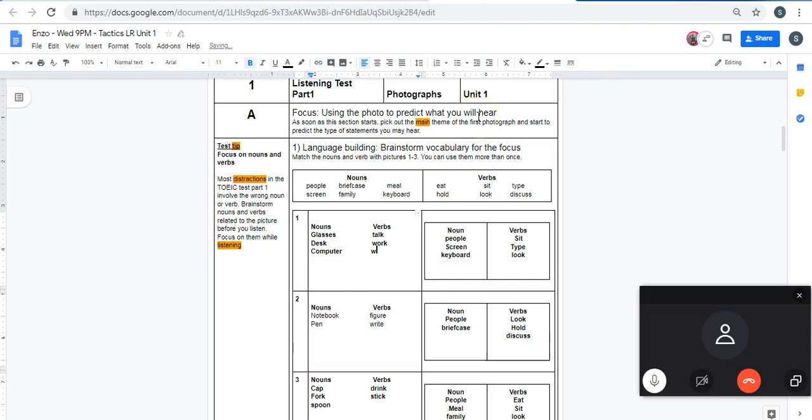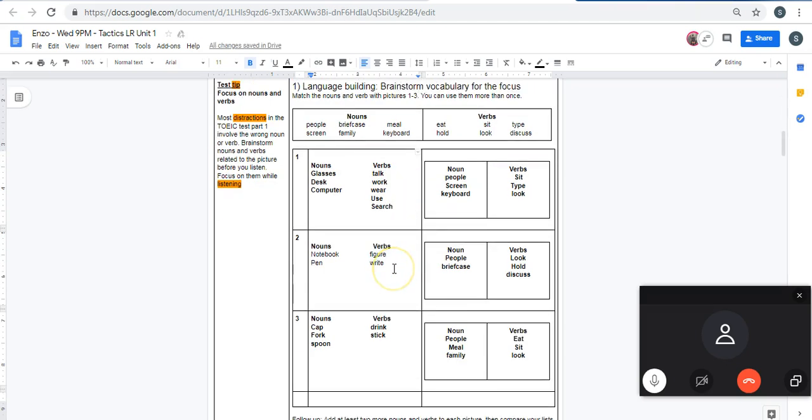You could also say wear. The woman is wearing the glasses. Can be use. They're using the computer. Okay. What else? Search. Maybe they're searching something. Okay, so these are possible verbs.